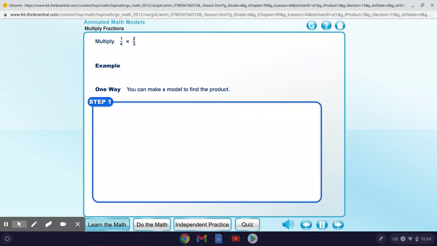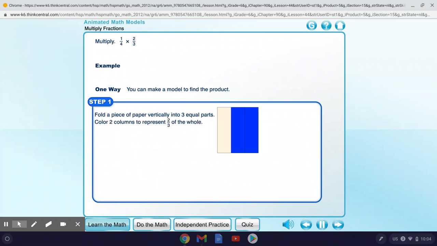Step 1. Fold a piece of paper vertically into 3 equal parts. Color 2 columns to represent 2/3 of the whole. So notice how they're doing 2/3 first, because you want to take a fourth of 2/3. Because you're taking a fourth of 2/3, you have to start with 2/3 in order to take a fourth of it. So notice how they're making 2/3 first.